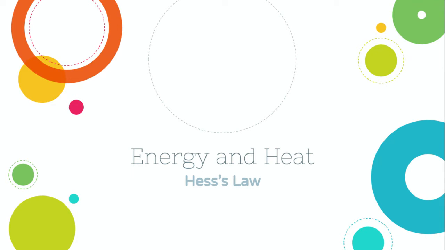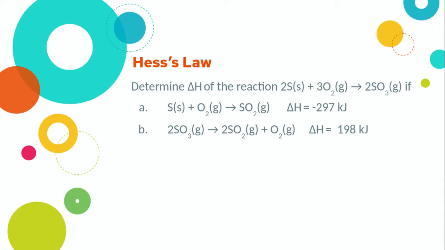Today we're going to be talking about Hess's law and our continuation of talking about energy and heat. We use Hess's law to figure out the total enthalpy change of a reaction. We use this whenever it doesn't really make sense to do a calorimetry experiment, or if it doesn't matter what the exact numbers are, if an approximation is close enough.